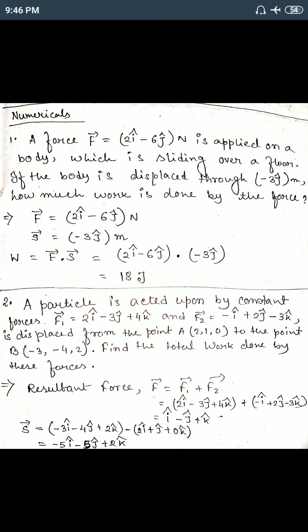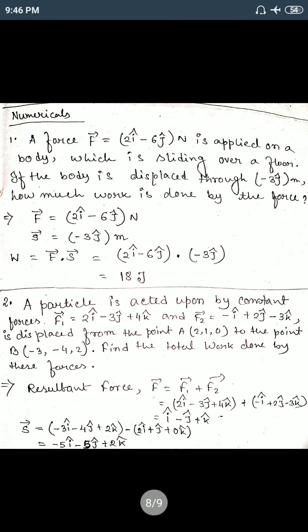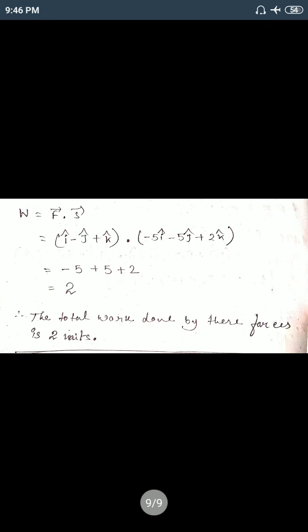Now you put these two values in the formula W equals F dot S. If we put them in, you get 2. Because no unit is given, we can only write 2 units. If the unit is given, Newton or meter, then we can write joule. When no units are given in this type of numerical, you write only units. Whatever the unit, in SI it will be joule, and in CGS it will be erg. So the total work done by these forces is 2 units.